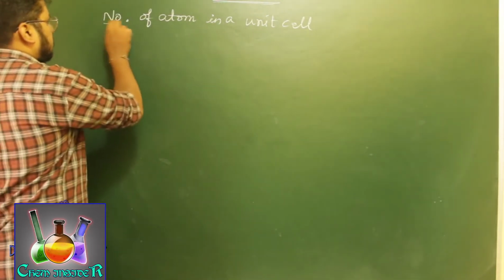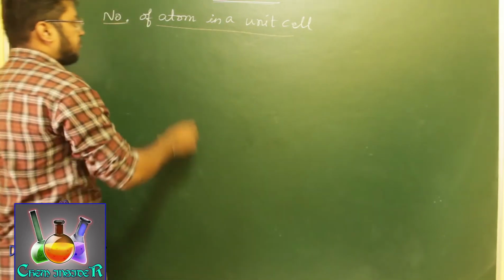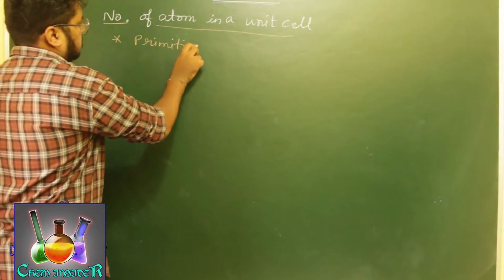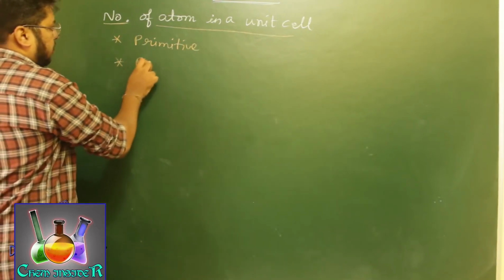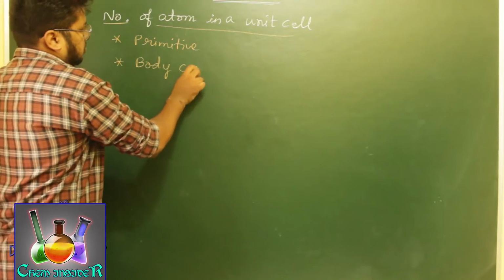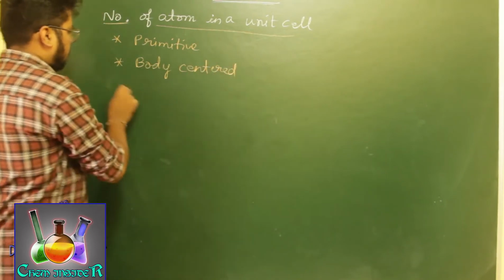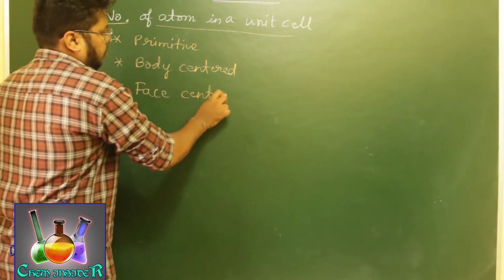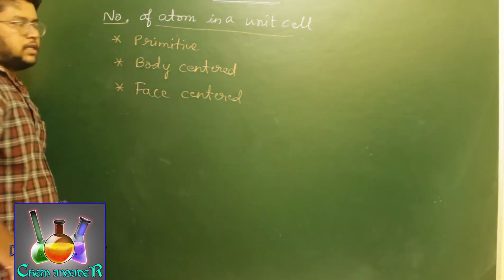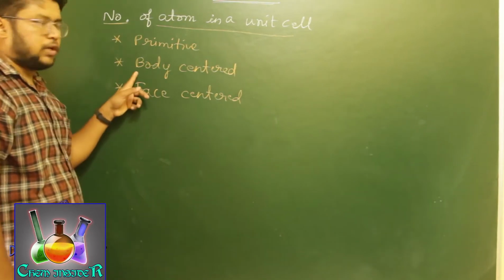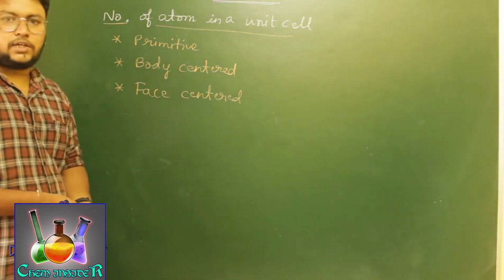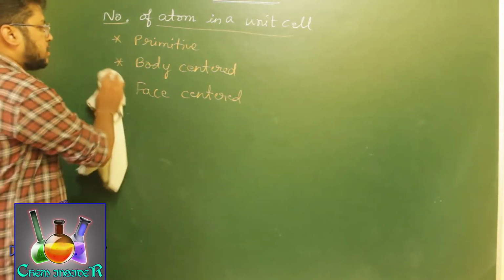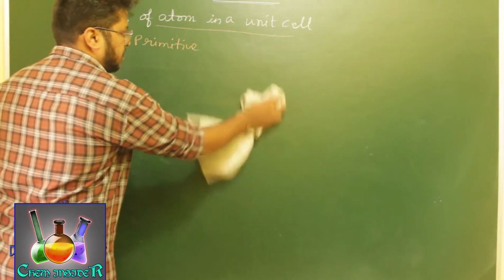For a unit cell, we will now consider a primitive unit cell, a body centered unit cell, and the last one, a face centered unit cell. So we are going to discuss the number of atoms present in each of the primitive unit cell, body centered unit cell and face centered unit cell. First, let us discuss the number of atoms present in a primitive unit cell.